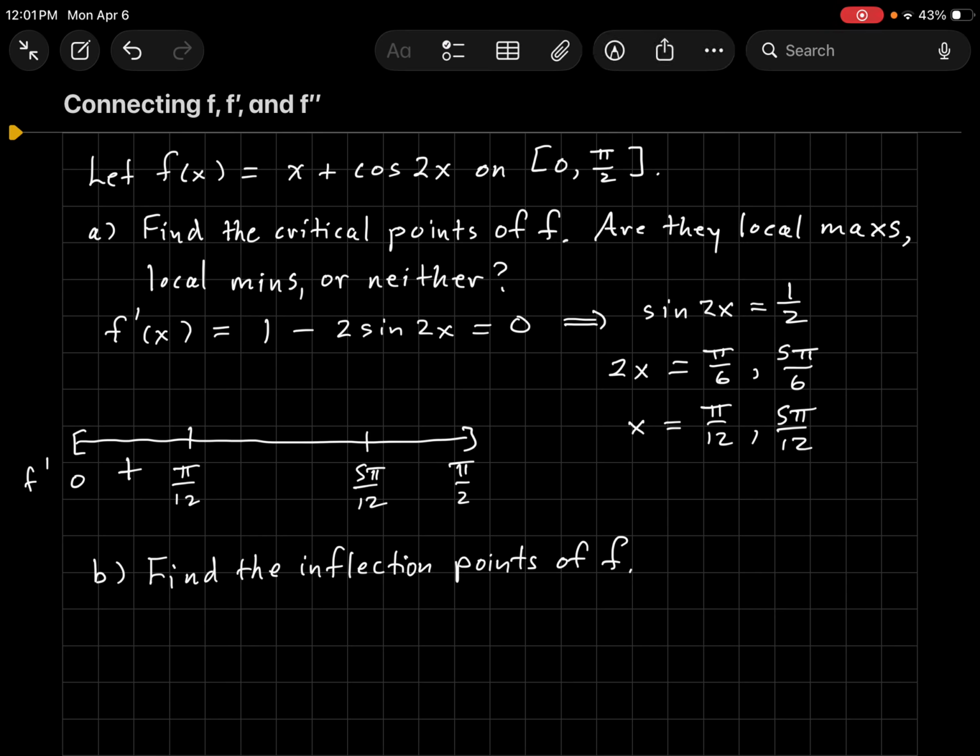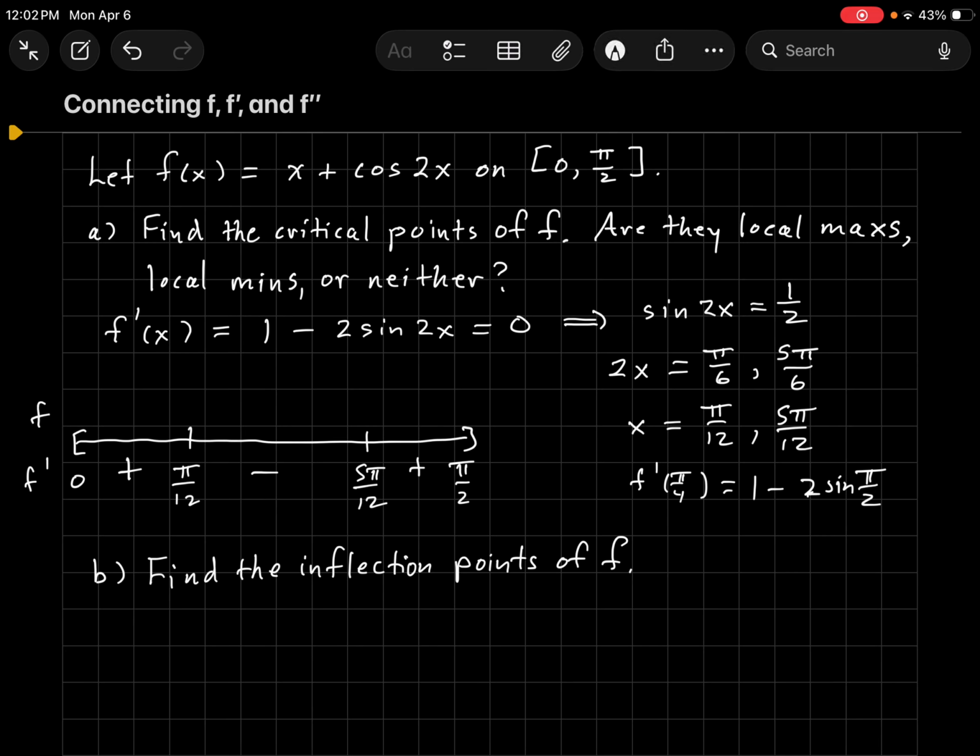If I plug in a value in between pi over 12 and 5 pi over 12, let's say pi over 4, that goes inside there. If I find f prime of pi over 4, I get 1 minus 2 times the sine of pi over 2, which is 1 minus 2 times 1, because the sine of pi over 2 is 1, so I get negative. And finally over here, if I did a similar thing, I would get positive.